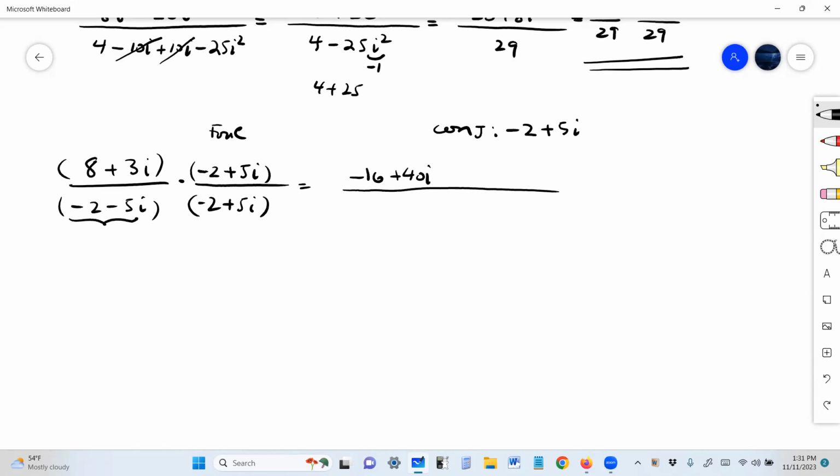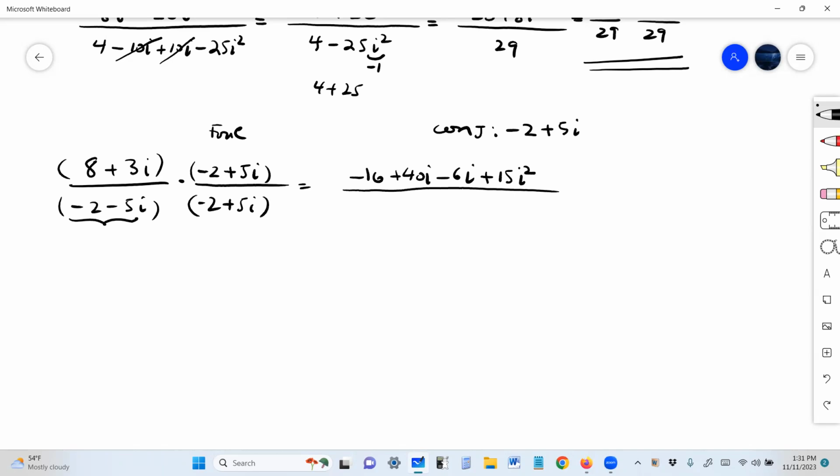3i times minus 2 minus 6i, and 3i times positive 5i plus 15i squared, and you know it, i squared, right? I times I, just like x times x. Okay, next time around, I'll combine like terms and I'll replace the 15i squared with 15 times minus 1.